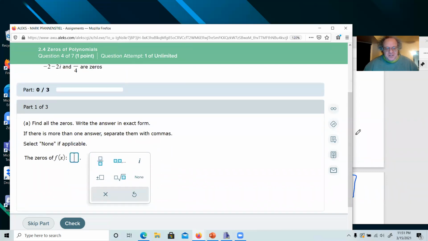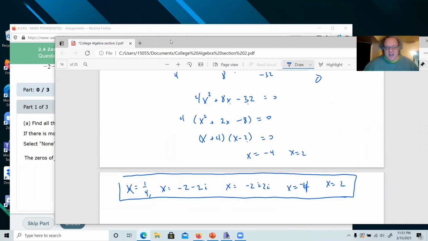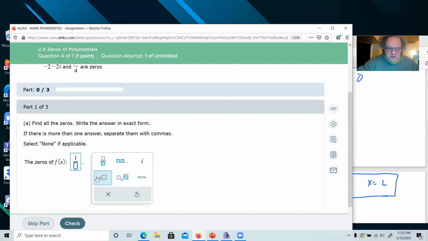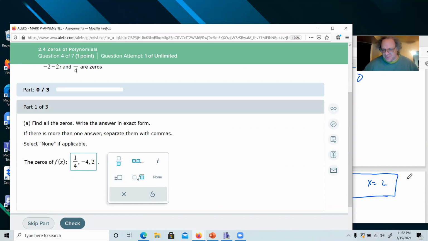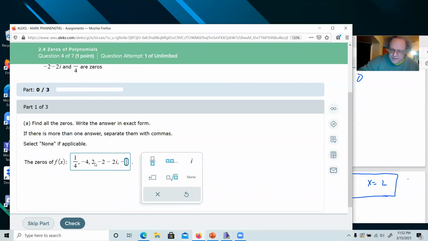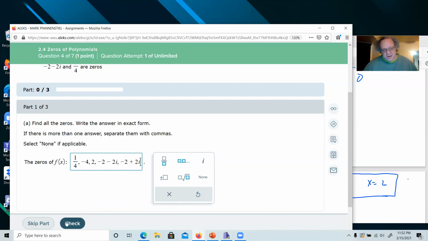Okay. So the zeros. I am not even going to pretend that this is going to work out perfectly for me. Okay. So 1/4. I know the smallest slip. What did we have here? We had -4 and 2. Okay, that would deal with the easy ones. And then we have -2 minus 2i, comma, -2 plus 2i. Holding the breath here.